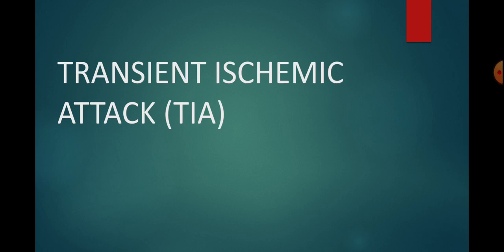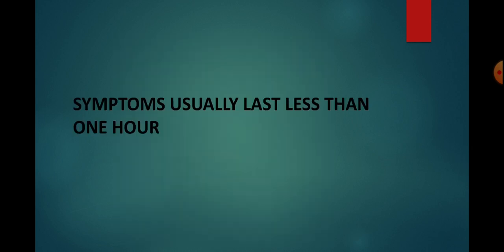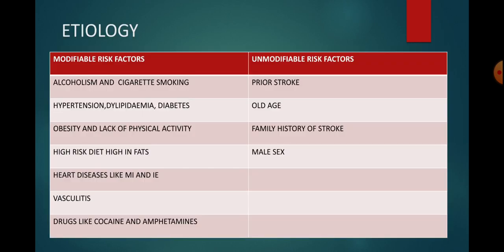Now transient ischemic attack is also called a mini stroke. As you see here in the picture, the blood vessel in the brain is occluded by a temporary clot. So there is a temporary reduction in blood flow leading to a temporary neurological deficit, and the symptoms usually last less than 1 hour and resolve within 24 hours. So that's what we say in the next slide.